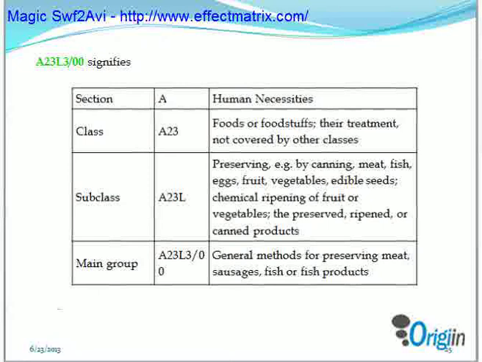A23 is the class, that is food or foodstuffs, their treatment not covered by other classes, and A23L is the subclass: preserving, for example by canning, meat, fish, egg, fruit, vegetables, edible seeds; chemical ripening of fruit or vegetables; the preserved, ripened or canned products. And the main group is A23L3/00, which signifies general methods for preserving meat, sausages, fish or fish products.